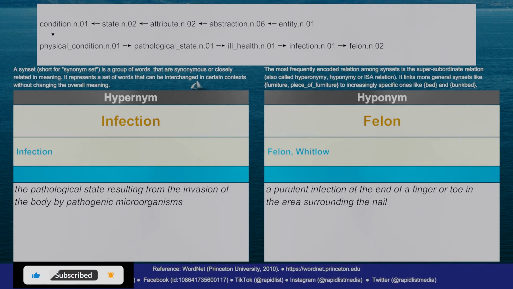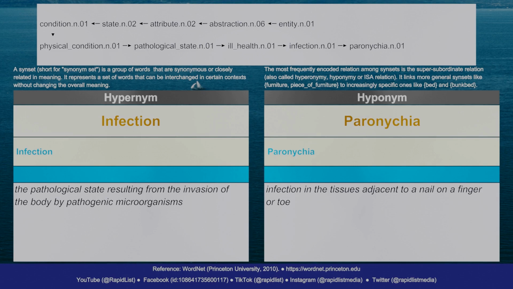Felon. A purulent infection at the end of a finger or toe in the area surrounding the nail. Paronychia. Infection in the tissues adjacent to a nail on a finger or toe.